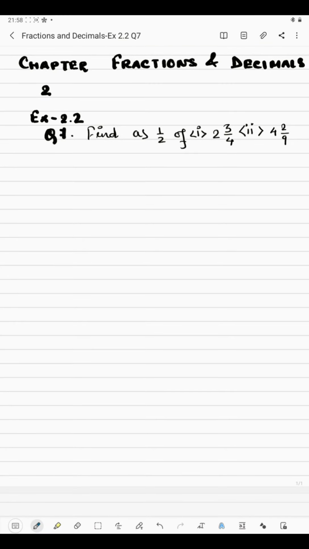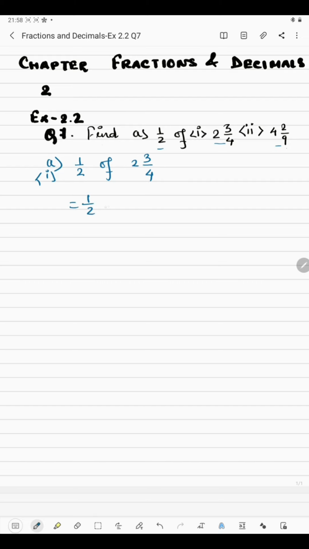Everyone. Now I am going to start question number 7 of exercise 2.2. Now in this question we have: find half of 2 3 by 4 and half of 4 2 by 9. Now both the fractions we will have to multiply by half. As "of" is there, "of" means multiplication. So half of, this is number 1, okay, half of 2 3 by 4.